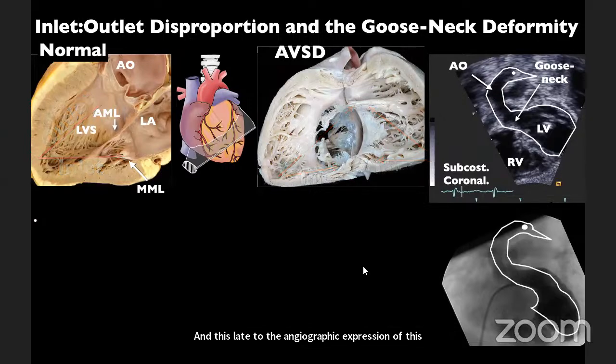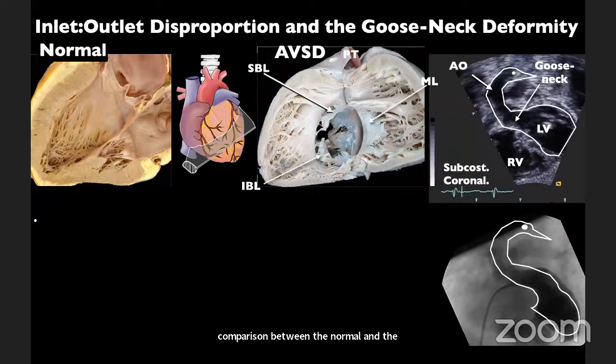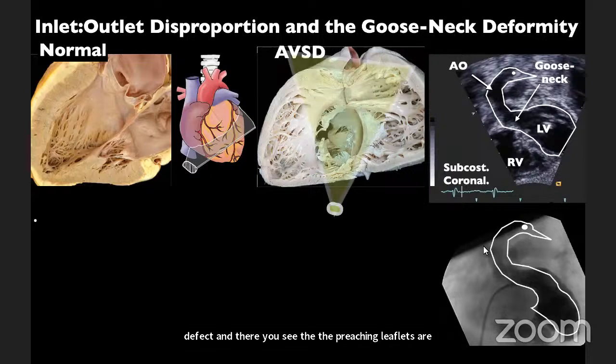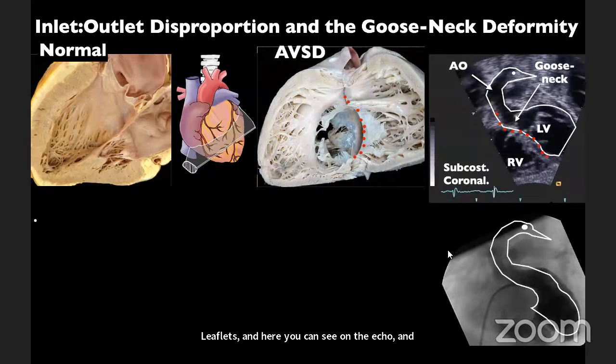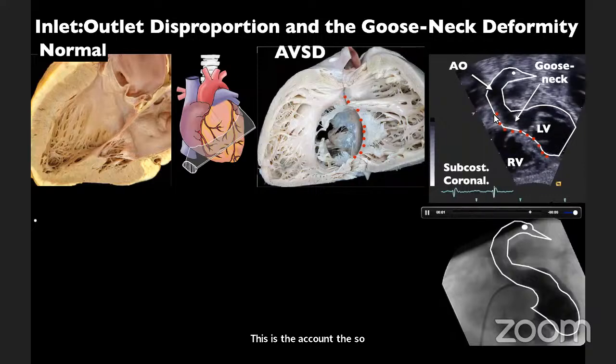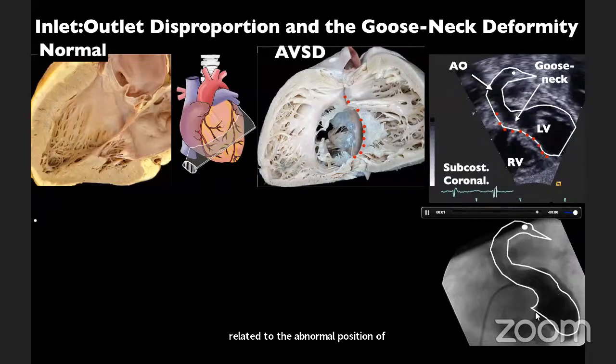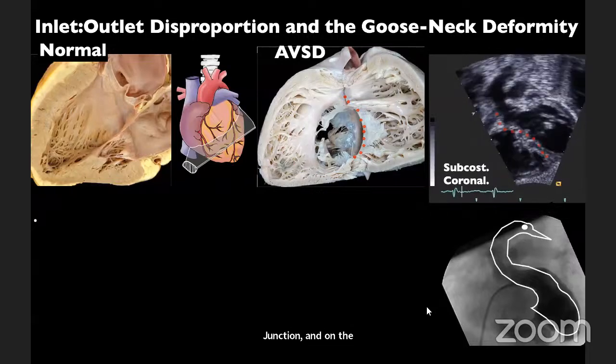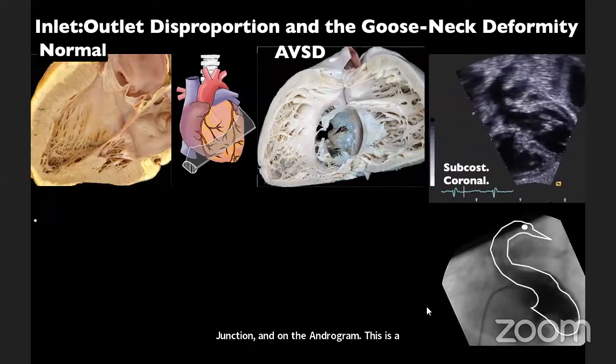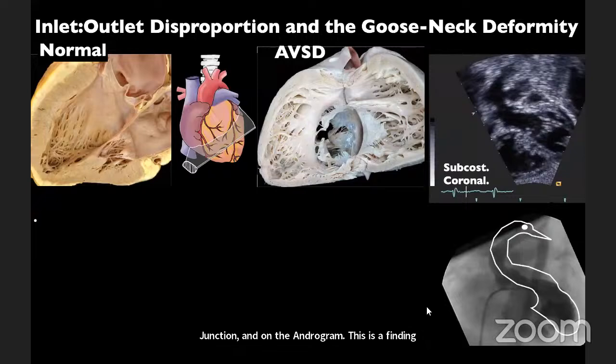And so here we can see the comparison between the normal and the AV septal defect. And there you see the bridging leaflets, superior and inferior bridging leaflets. And here you can see on the echo, beg your pardon, on the angiogram, there's the echo, the so-called gooseneck deformity related to the abnormal position of the AV junction. And on the angiogram, this is a finding described by Murray Barron in 1964 of the so-called gooseneck deformity.